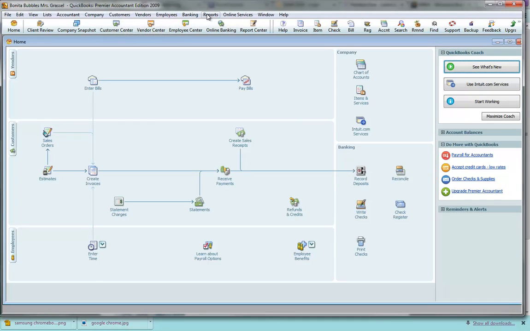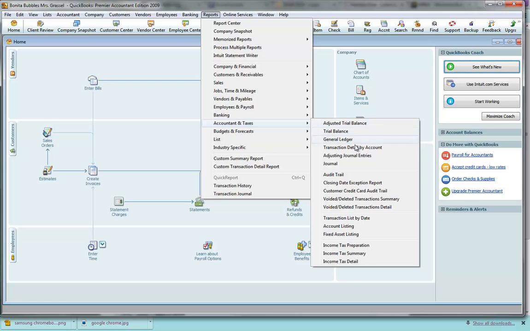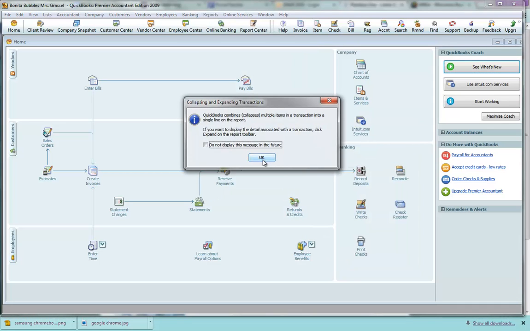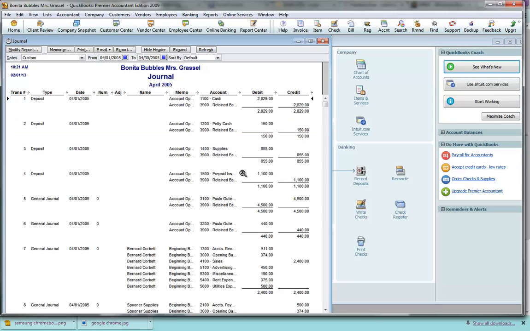So where are we going to do that? You forgot. You're going to go under Reports, Accountant, and Taxes, and you're going to go to Journal. Now, you have to change your date. Now, instead of clicking on the calendar, you can go ahead and type it in. You can type in 4/1/2005. And then you can go to 4/30/2005 and hit refresh.